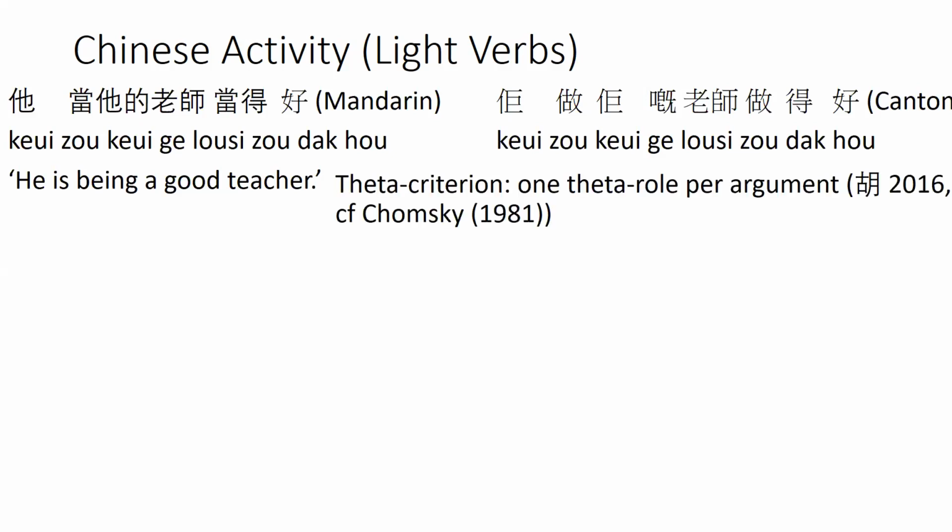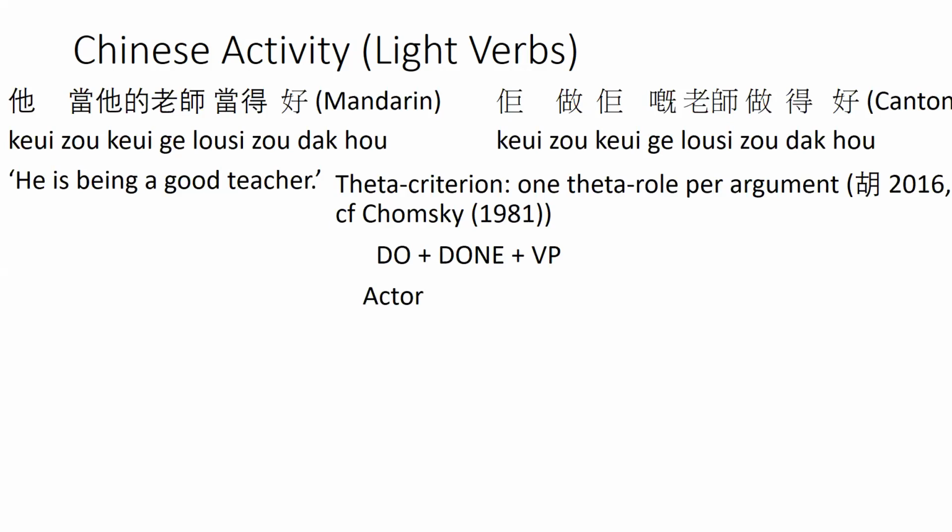And this is also what Hu Jianhua criticizes about Huang's analysis, in terms of the theta criterion, and there's a one-to-one correspondence between a theta role and an argument. And so it's probably more natural to argue, judging from these examples, that the agent, or the actor, 他 or 佢, and the activity nominal, 他的老師 or 佢嘅老師, are actually merged in different A positions, and then they can co-occur, as well as the adverbial complement. In which case, we should postulate two distinct A heads, or two distinct light verbs like do and done.